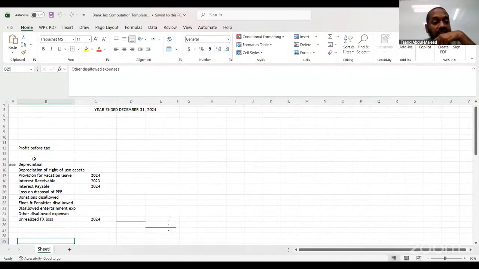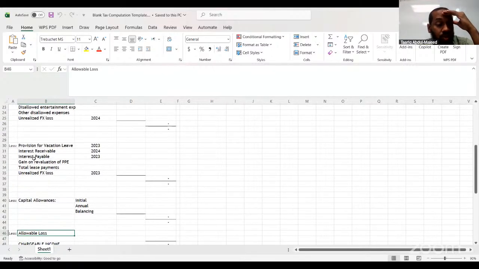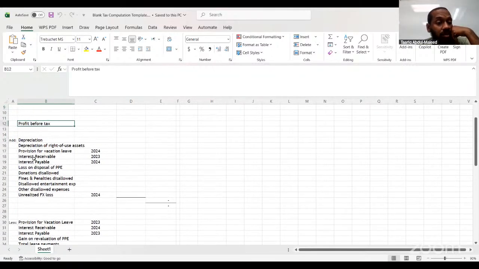Okay, so we have our profit before taxation. And then, as I said, I try to make it as comprehensive as possible. So when you're doing a tax comp, there are things you add back that are not allowed. Accounting depreciation is not allowed. The depreciation of a right-of-use asset, not allowed. Vacation provision, interest receivable, interest payable, we're going to see that. As I said before, accruals, this is not really allowed. Provisions not allowed. Loss on disposal, again, that's an accounting loss on disposal. Disallowed donations mean they're not approved charities. Fines and penalties, that's not allowed. You're the one who caused yourself to get fines and penalties. Disallowed entertainment expense or personal stuff. Other disallowed expense, we went through that list already.